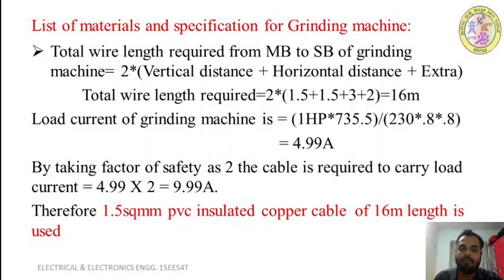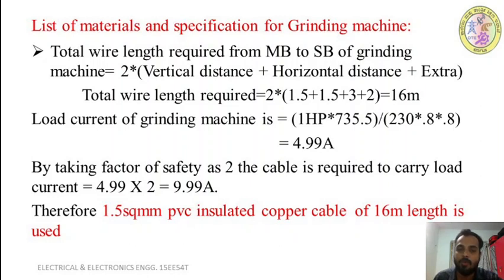First, what we have to calculate is the total wire length required from the main board to the switchboard of the grinding machine. We have to take the power from our main board to the switchboard of the grinding machine, so it has to be taken through wires, right? Here the grinding machine is single phase. For single phase, how many wires do we require? 2 wires, right? One is for phase and one for neutral.